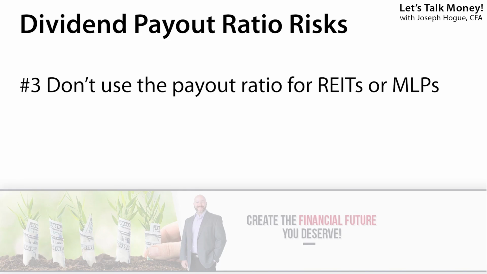Our third risk to remember when you're looking at that dividend payout ratio is you can't apply this to real estate investment trusts, those REITs, or to master limited partnerships, MLPs. Now, we talked about this in a prior video on those 2 special types of companies. REITs hold and manage real estate and then pay out the majority of their cash flow to investors. MLPs hold energy assets like pipelines and storage facilities.